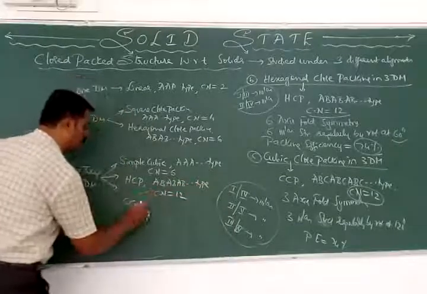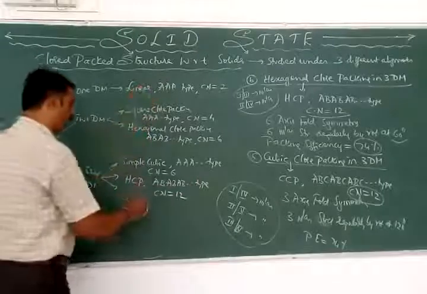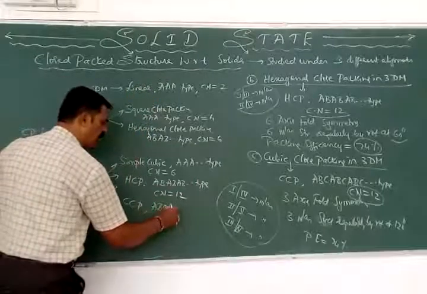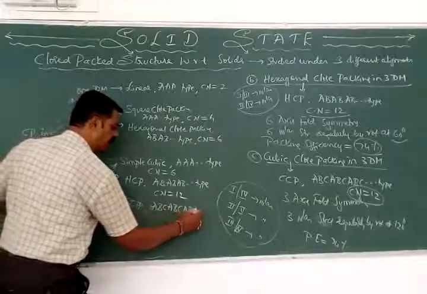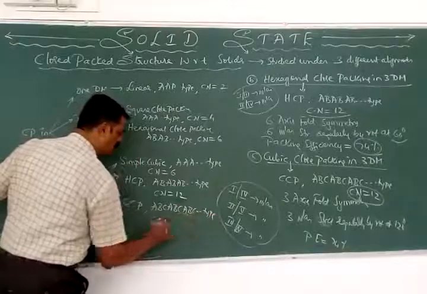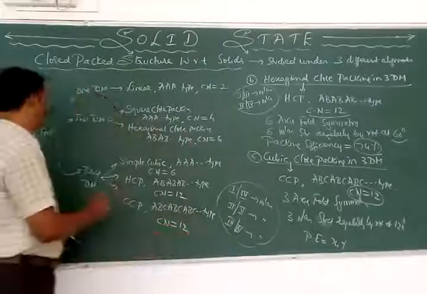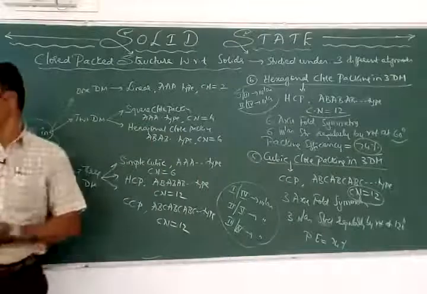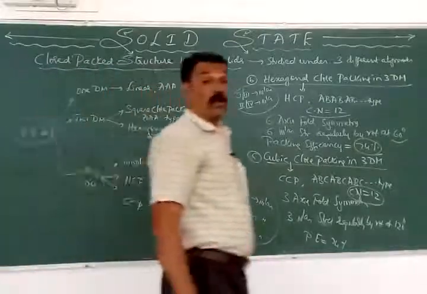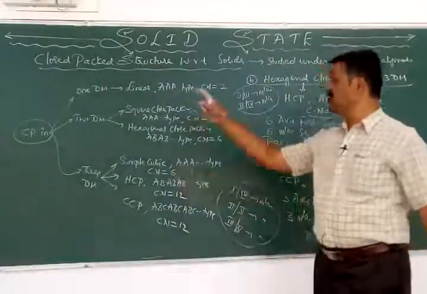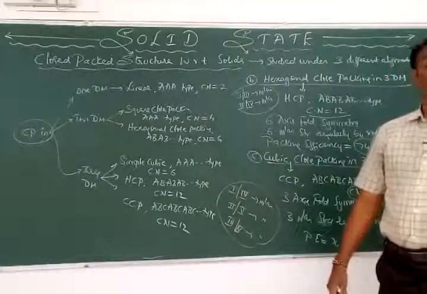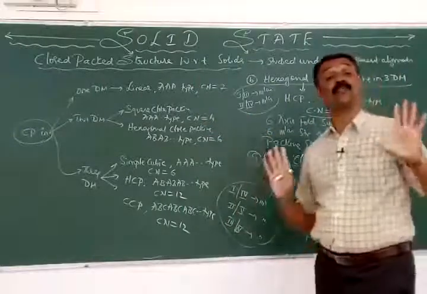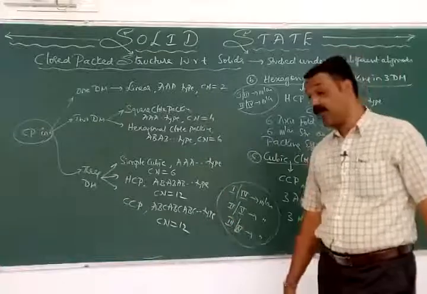And the last one is CCP, cubic close packing, and this is of the type ABC, ABC, ABC. Again, it is having the coordination number of 12. So this is the total close packing arrangement with respect to one dimensional, two dimensional, and then the three dimensional arrangement of particles in solids.